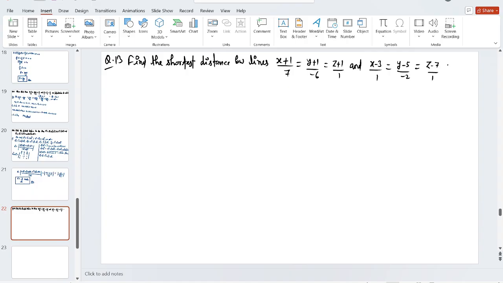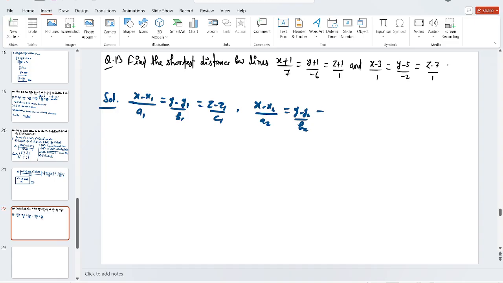So first we convert into the vector form here. So what is vector form here? I'm comparing this: (x minus x1)/a1, (y minus y1)/b1, (z minus z1)/c1, and (x minus x2)/a2, (y minus y2)/b2, (z minus z2)/c2.